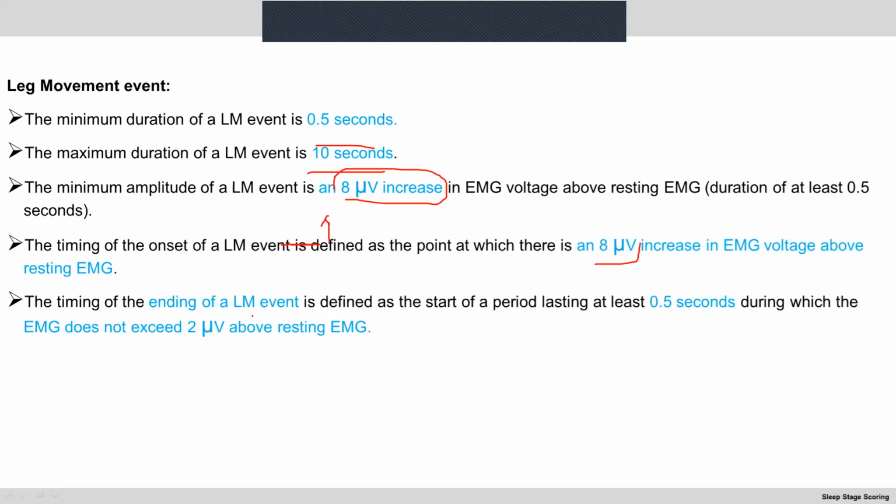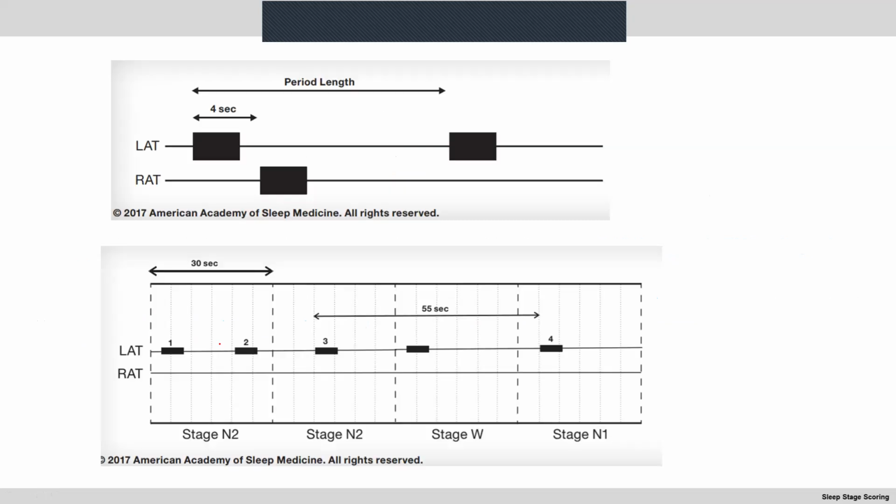and the ending of the leg movement is defined as the start of a period lasting at least 0.5 seconds during which the EMG does not exceed 2 microvolts above resting EMG.